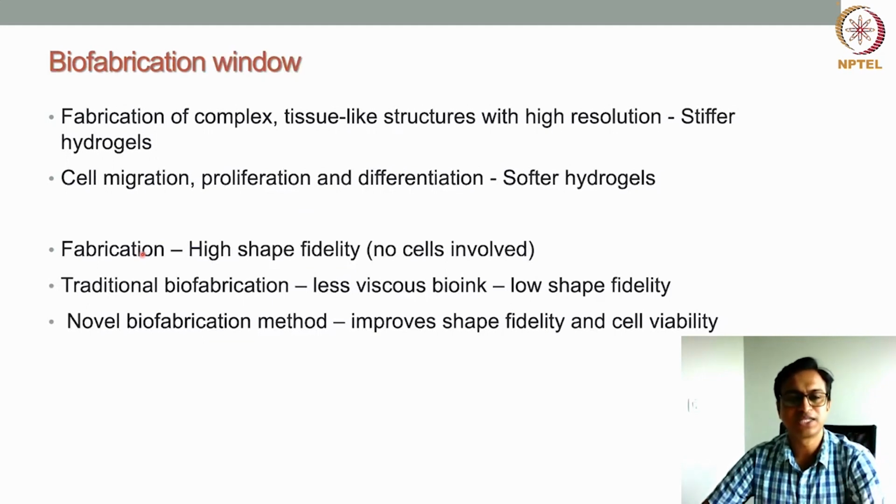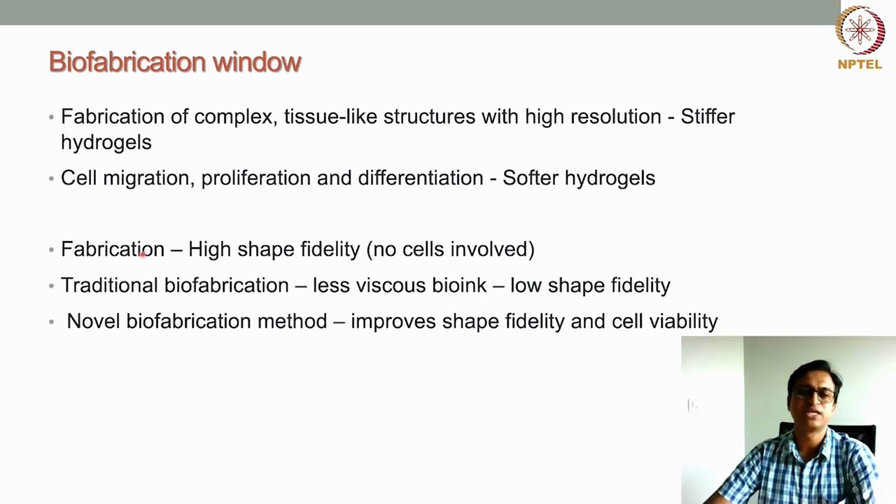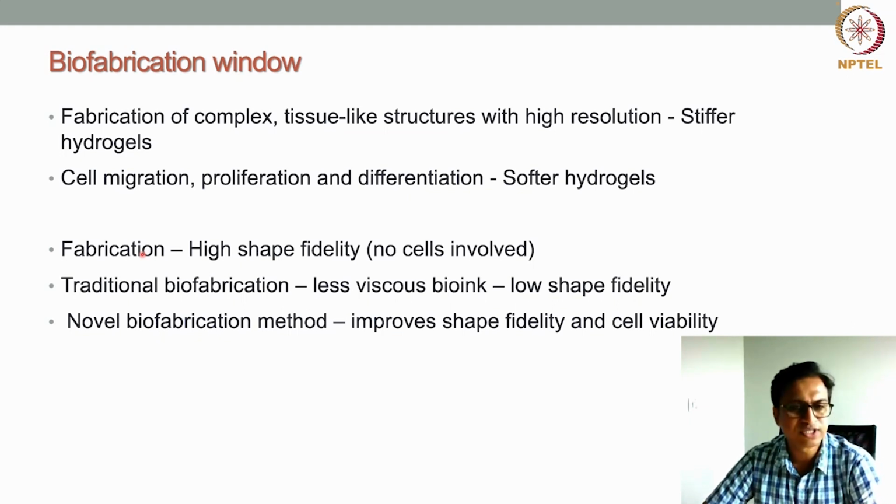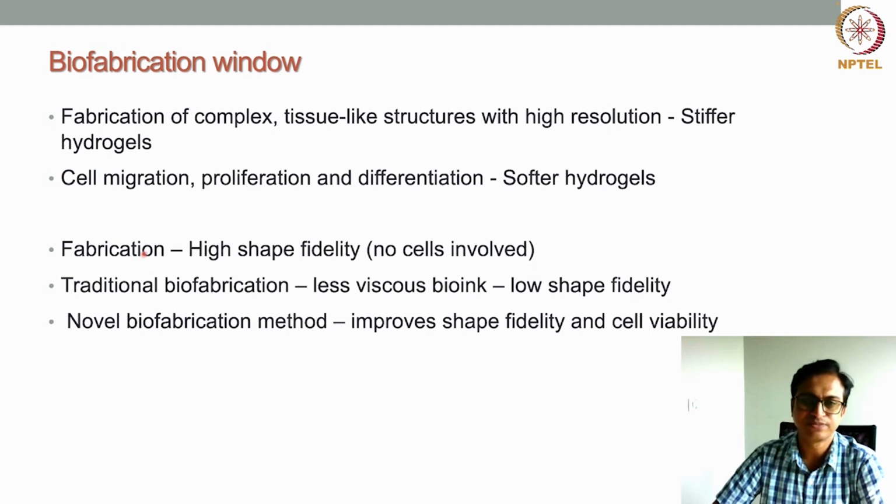After going through all these things, we have clearly seen that for fabrication of complex tissue-like structures with high resolution, where the printing fidelity is very good, a stiffer hydrogel is required. Stiffer hydrogel means high viscosity, high network properties, high concentration, all these things, right? But for cell migration, proliferation, and differentiation, a softer hydrogel is required, because cells thrive in a soft environment. They can grow well and perform all these functions well. So these two pose different challenges for selecting a bioink, right? For printing fidelity, you need a stiffer hydrogel. For cell culture, you need a softer hydrogel, right?